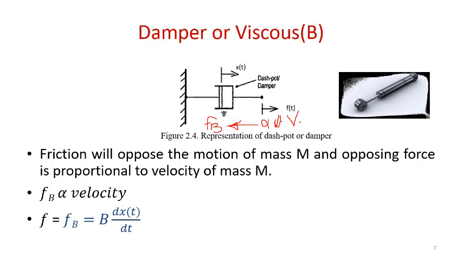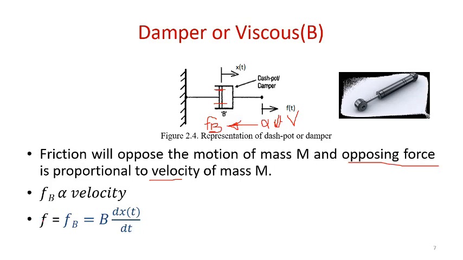So why velocity V? Because the flow of the fluid goes through the orifice. There is a small opening, and when it moves, the fluid from one end moves into the other end through a small orifice. The restriction of this flow through the orifice makes the system damp. So the frictional force opposes the motion of the mass, and the opposing force Fb will be proportional to the velocity of the mass. Hence Fb is directly proportional to velocity.